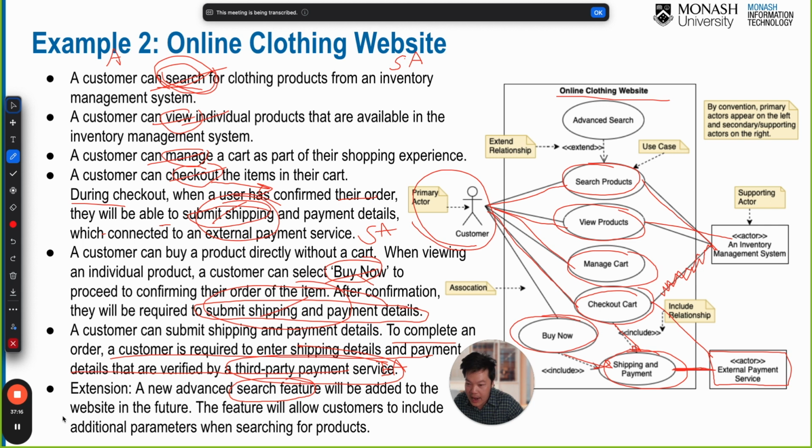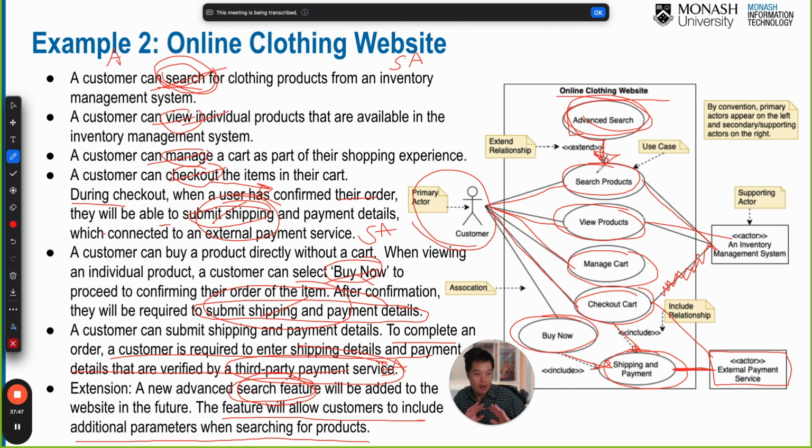Okay. And this one, the search feature, is an extension, right? Yep. This is the advanced search. Okay. So it's not this line, because this is the advanced. It is the extension of the existing search product. So that's why we use the extend relationship to describe the advanced search here. All right. This feature will allow customer to include additional parameters when searching for products. So yeah, during the search product, we can have advanced search feature.